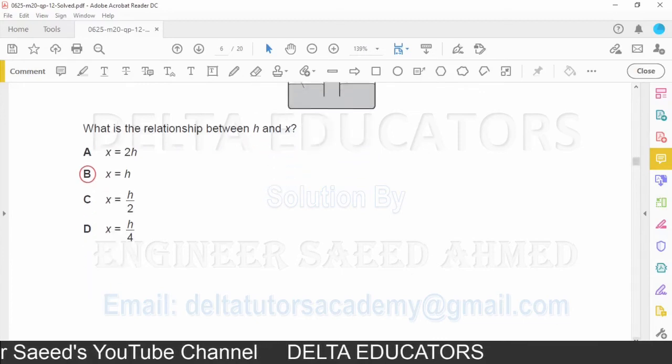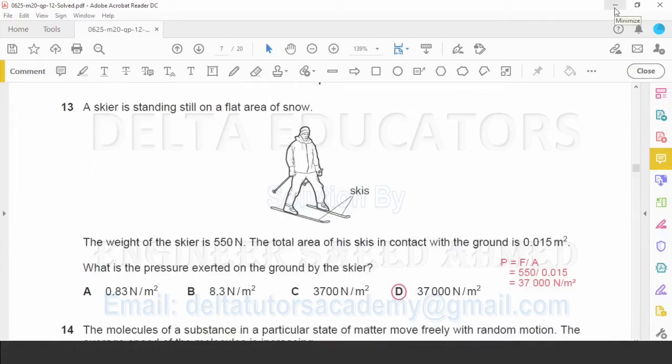So here the correct option is B. Question number 13. A skier is standing still on a flat area of snow. The weight of the skier is 550 Newton. The total area of his skis in contact with the ground is 0.015 meters square. What is the pressure exerted on the ground by the skier?